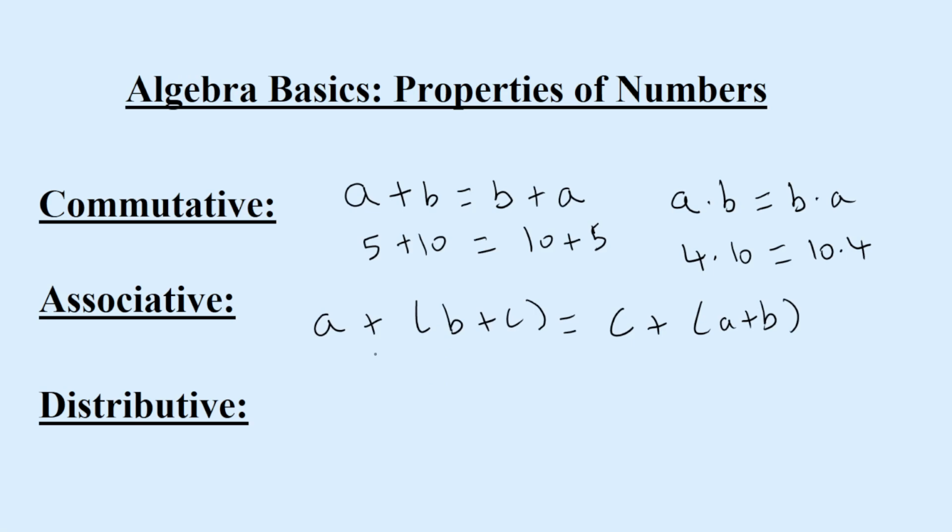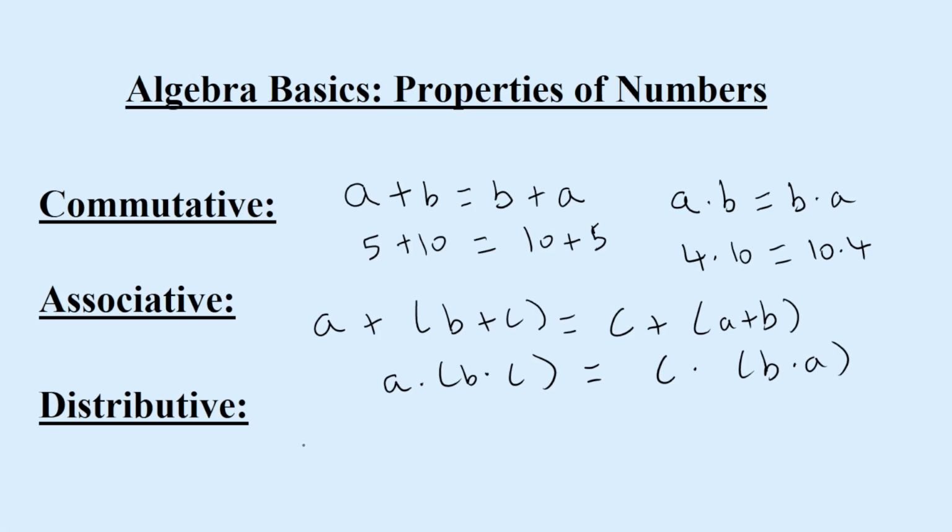And multiplication, it's also very similar. So a times b times c, let me rewrite that. a times b times c is the same thing as c times b times a. Same thing. So that's the associative property.